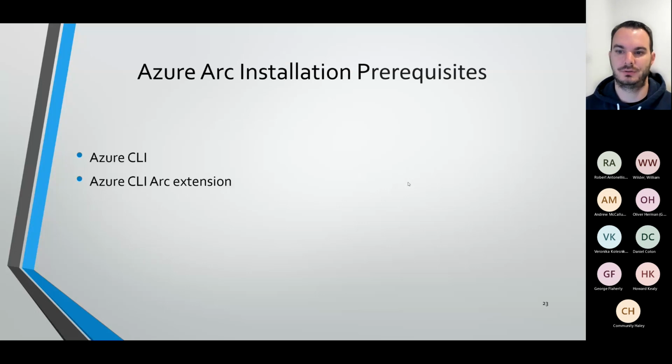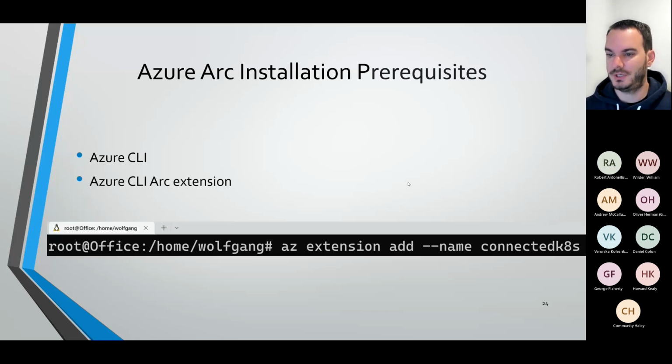And the next step was to install Azure Arc. So to install Azure Arc, you have to have the Azure CLI on your master node installed, and also the Azure Arc CLI extension. You can install this extension again with a one-line command. So it's quite easy to get started.